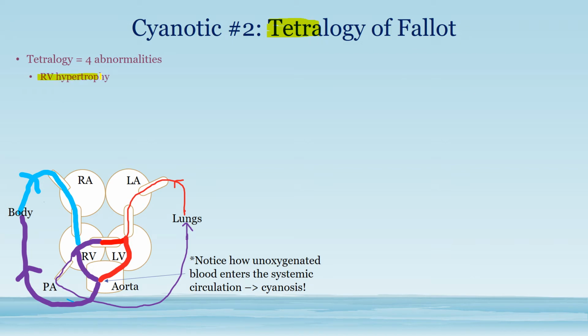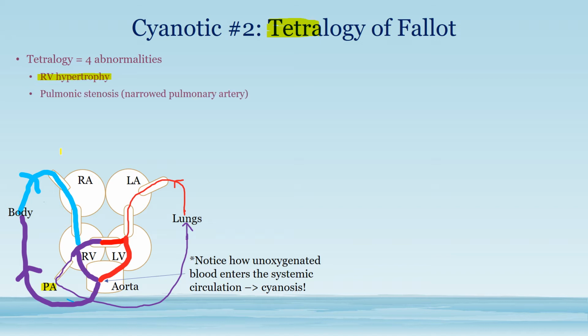So why is the right ventricle hypertrophied? Because the pulmonary artery, do you notice how narrow it is over here compared to the wide aorta? We're going to talk about why that happens. But because of the narrow pulmonary artery, the right ventricle has to pump against that stenosis, and because of that it has to hypertrophy to increase the pressure to overcome that stenosis.